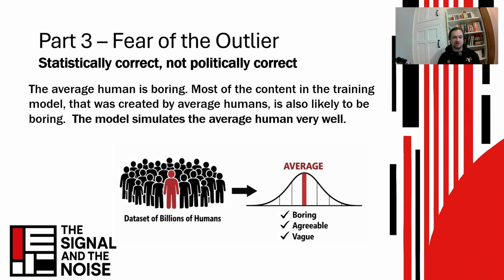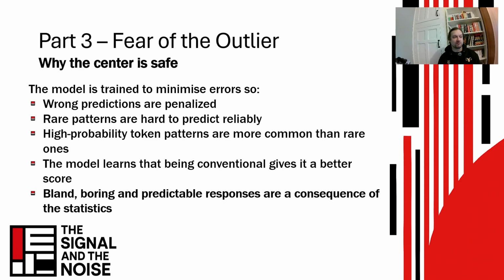The average human is boring. Most of the content in the training model that was created by average humans is also likely to be boring. The model simulates the average human very well. We also have to remember from the model's point of view that the center is safe. It's trained to minimize error, so wrong predictions are penalized.